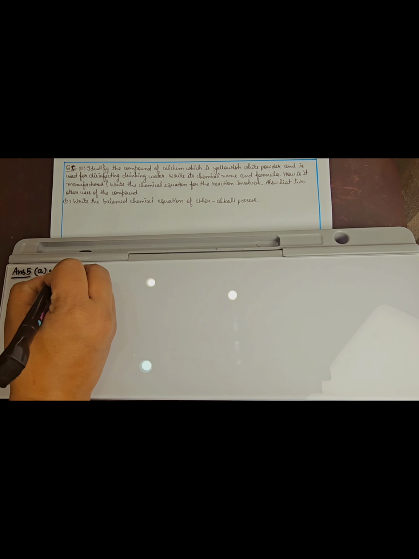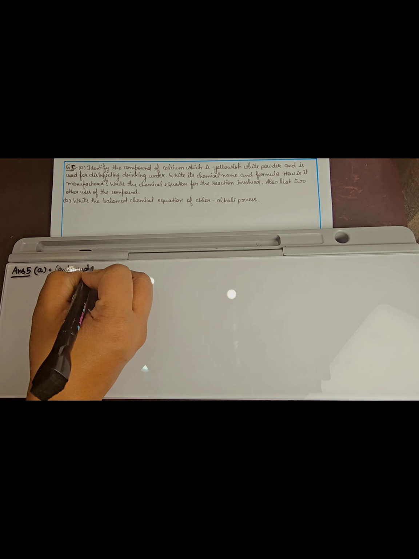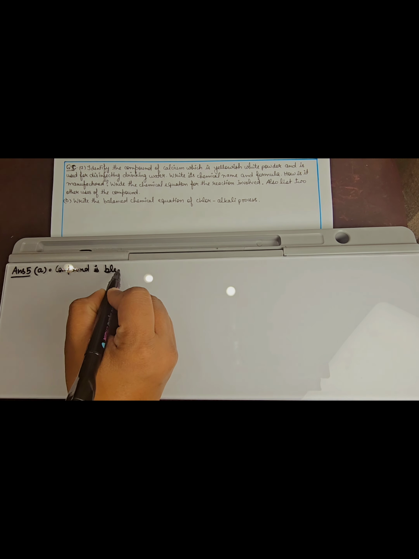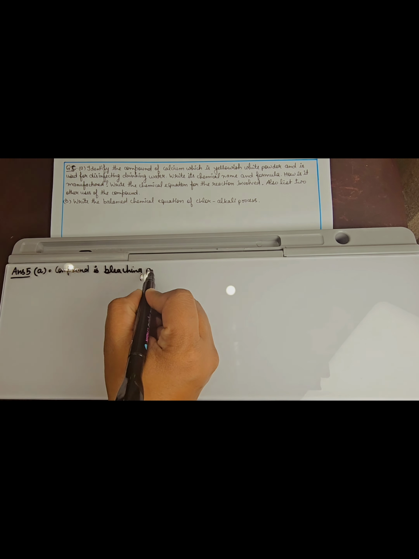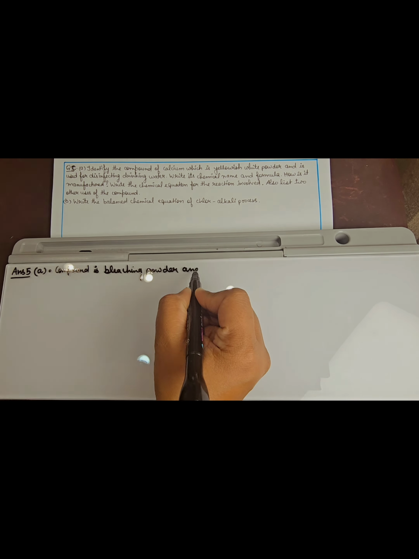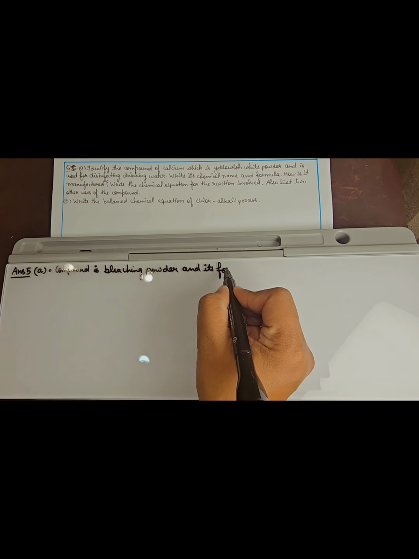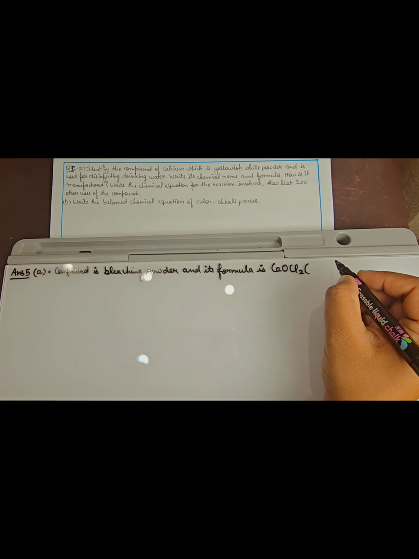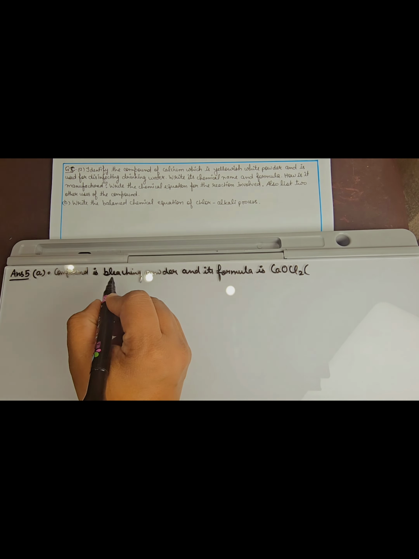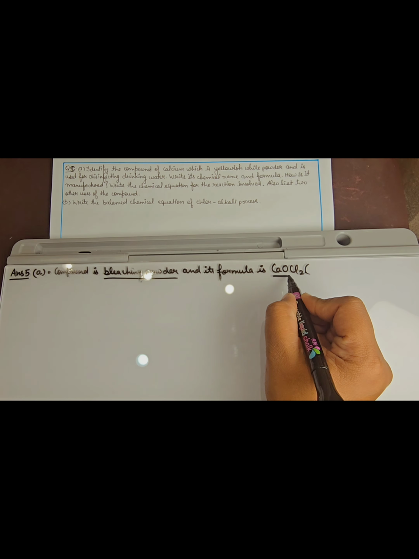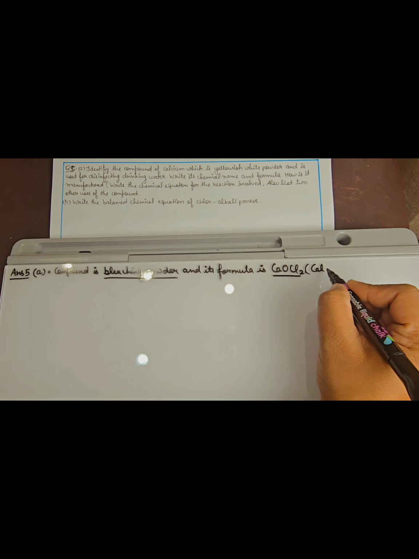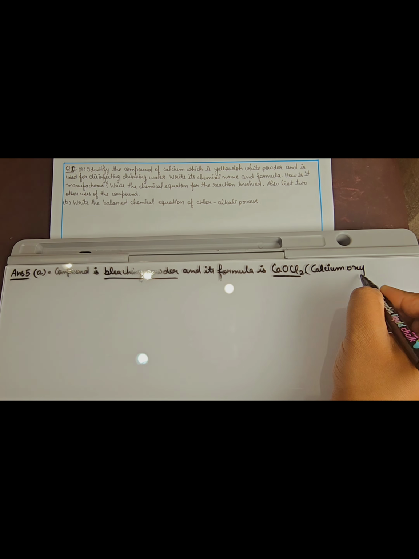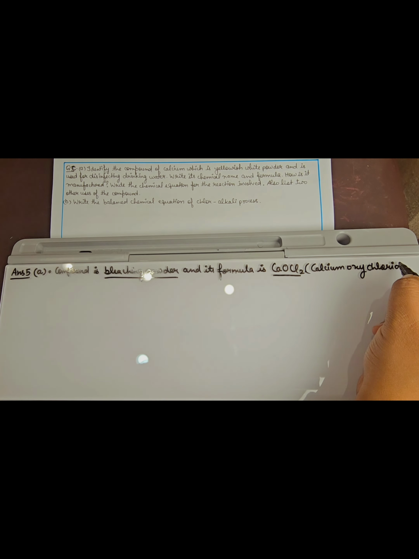So you will write compound is bleaching powder and its formula is CaOCl2. That is calcium oxychloride. They are asking the chemical name and formula. So this is the common name. This is the chemical formula. Now we will write the chemical name, which is calcium oxychloride. So this completes the first part of the question.